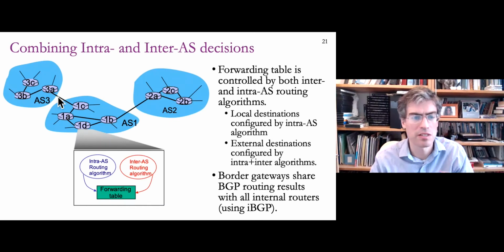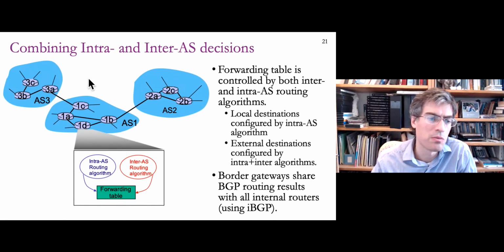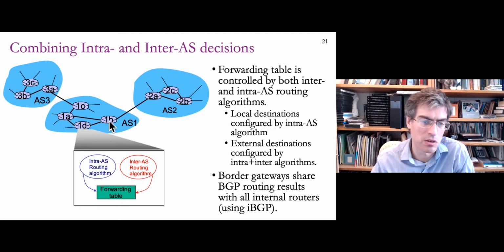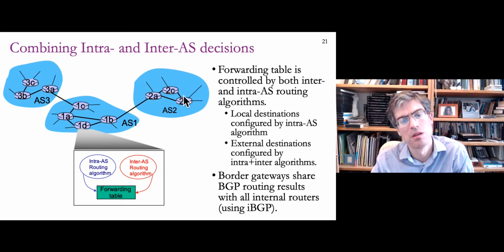Notice in this previous example, let's say I'm going from 3 to 2. The way 3 thinks of it is from 3C to 2B. AS3 has to know how to get to 3A, and then 3A has to know that I go to AS1 then AS2. In practice, though, when it gets to AS2, there's more detail that's needed. So if that packet arrives here on 1C, it can't just send it to AS2. It has to send it down here. So it has to know the internal path. Those internal paths are determined by the different interior gateway protocols along the AS path.